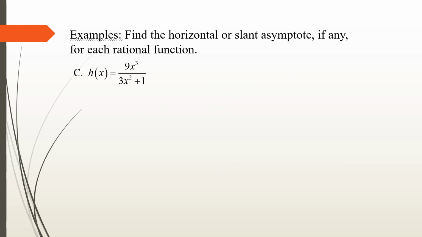Our third example is h of x. We've got 9x cubed over 3x squared plus 1. So our n is equal to 3 and m is equal to 2. So n is greater than m and n is equal to m plus 1, right? 3 is the same as 2 plus 1. So because of that, we are going to have a slant asymptote. So we're going to do some long division.